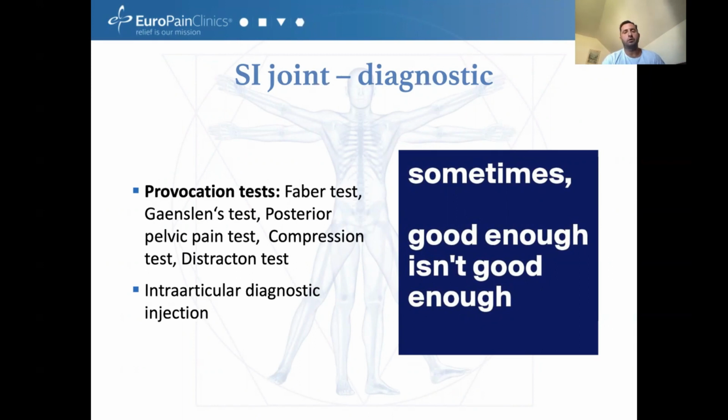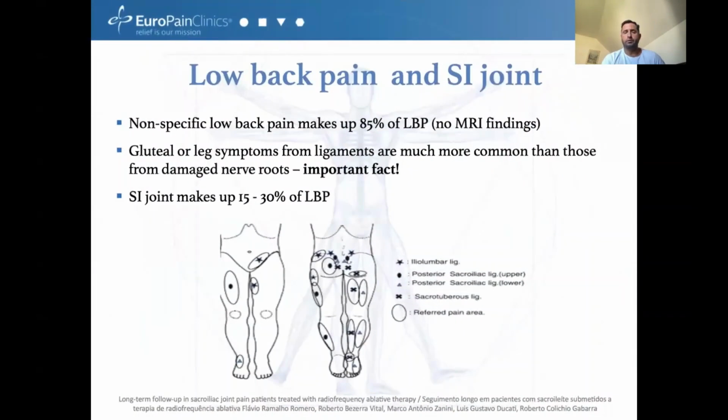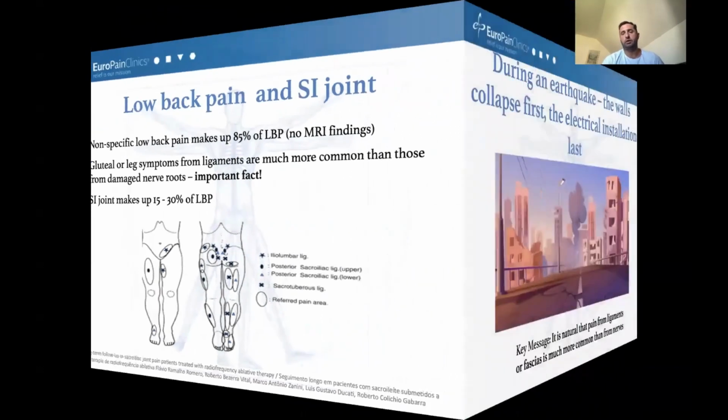When we're talking about diagnostic, I have to say a few words about it. If you do all the provocation test and intraarticular diagnostic injection is good enough, but maybe sometimes good enough is not good enough. It's very important to think about low back pain and SI joint, and you have to realize that 85% of low back pain has no MRI findings, and all the gluteal or leg symptoms from ligaments are much more common than those from damaged nerve roots. That's a very important fact. SI joint itself makes up to 15–30% of low back pain.